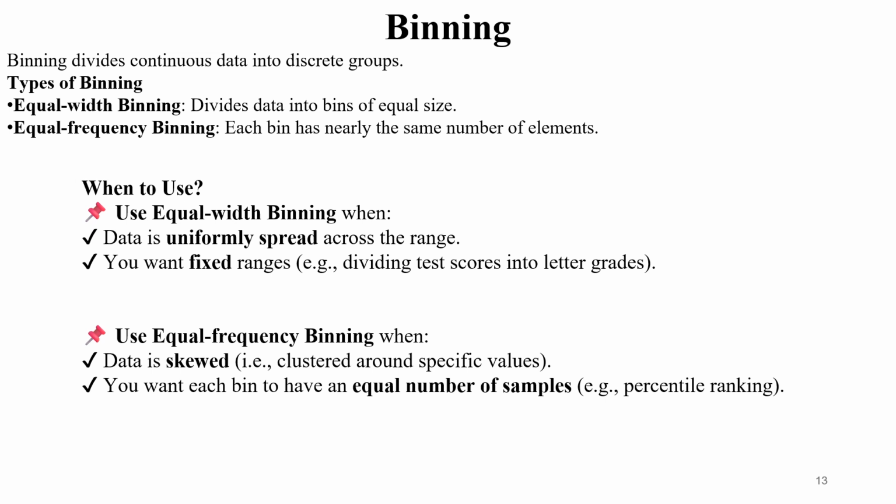So next one is binning. Binning means it is a classification only. There are two types of binning. One is equal width binning. Another one is equal frequency binning. What is the difference between these two? Equal width binning, we can explain with the grade system in education.